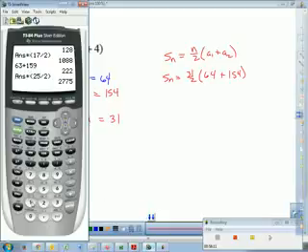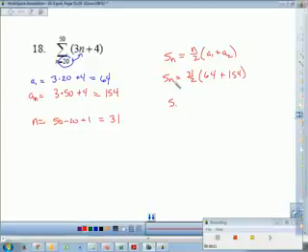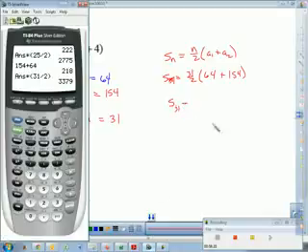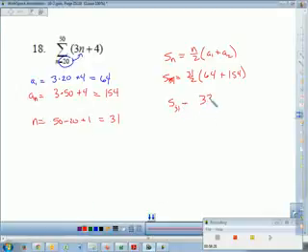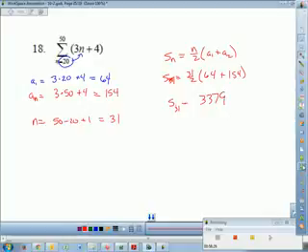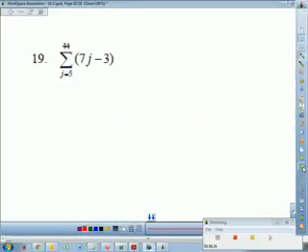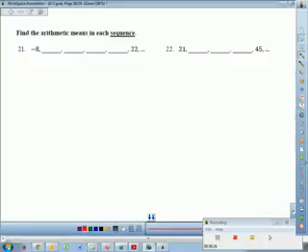To the calculator I go. 154 plus 64 times 31 halves. The sum of those, this should be a 31. 3,379. Yes, sir, Bob? Let's jump down to 21.